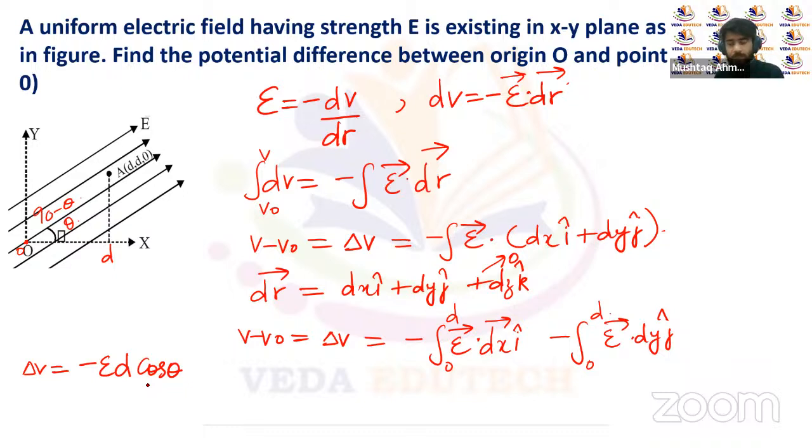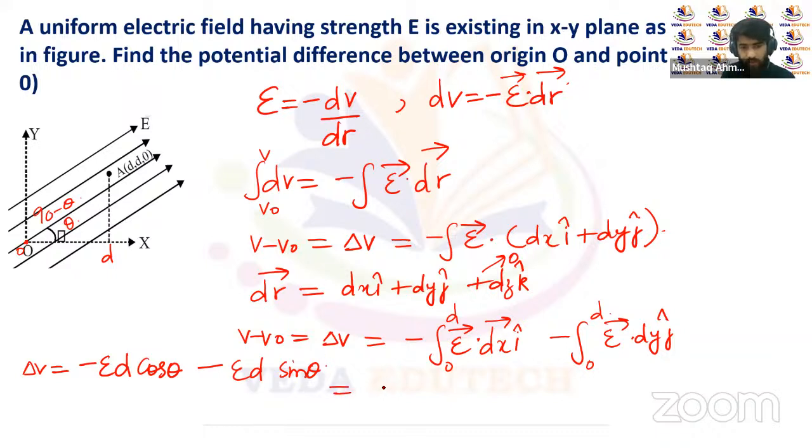And similarly, we'll be left here with E dy. The angle between the electric field vector and the y component of this position is actually 90 minus theta. That will be cos of 90 minus theta, and cos of 90 minus theta is nothing but sine theta. So it will be Ed sine theta.